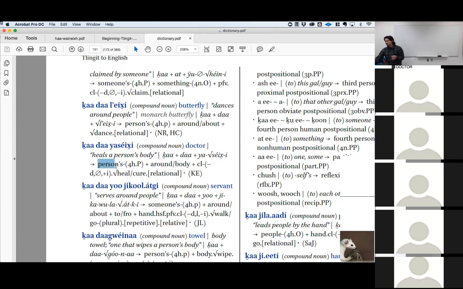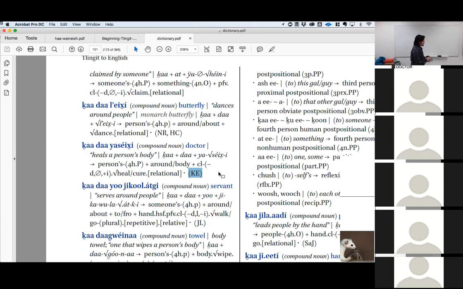So this says persons, fourth person, human, possessive, around or body, classifier, and it says what kind of classifier it is. It's minus D, zero, plus I. And then the root means to heal or to cure. And then there's a relational suffix on there. And then in parentheses, it shows you where that was found.